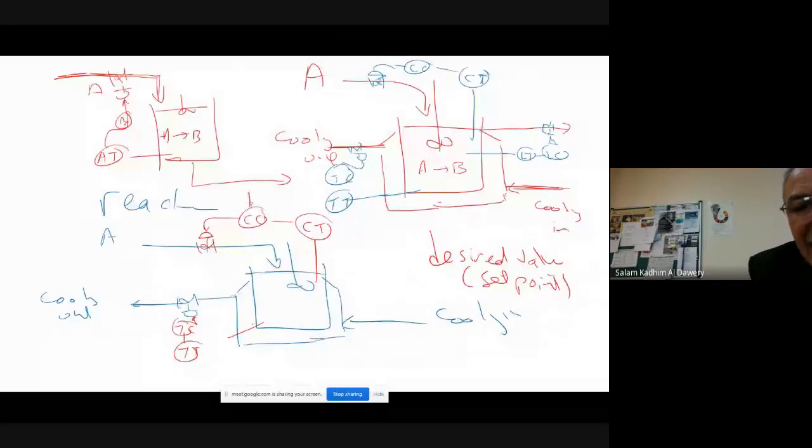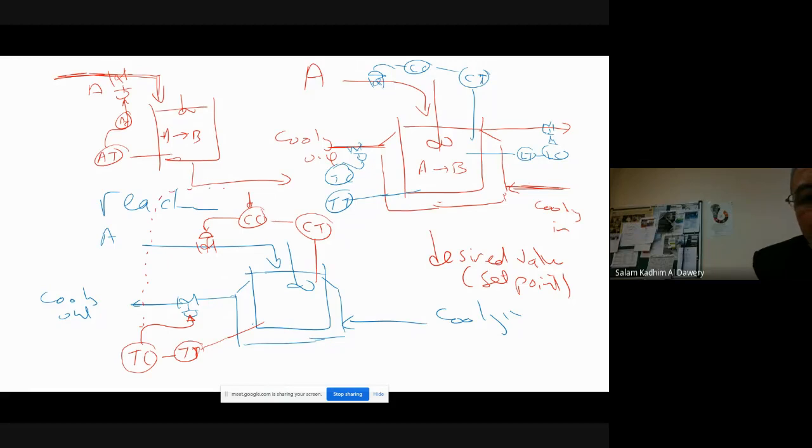So what you can get, this is the temperature transmitter, temperature control. Then put it in. So this is a temperature control. There is a signal that goes here. You may get another signal from here to set the desired value.